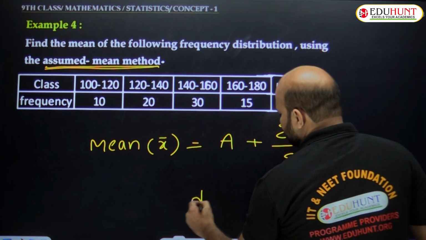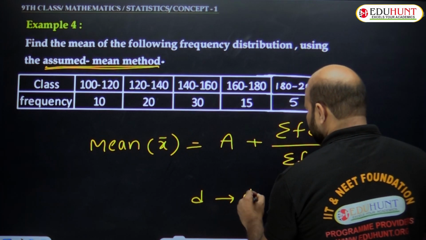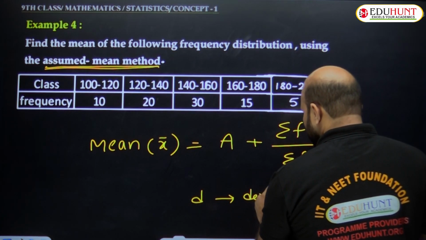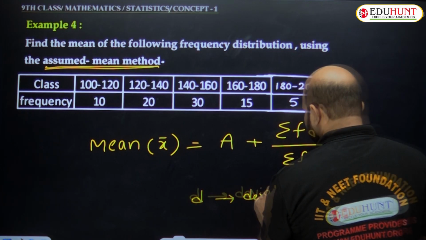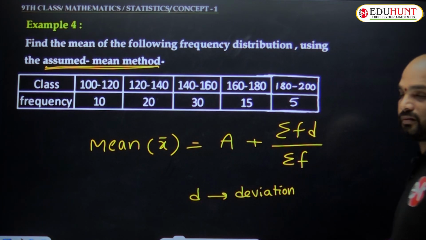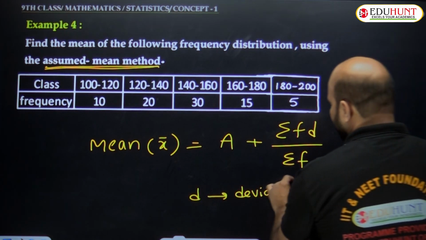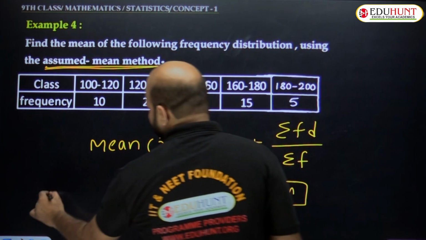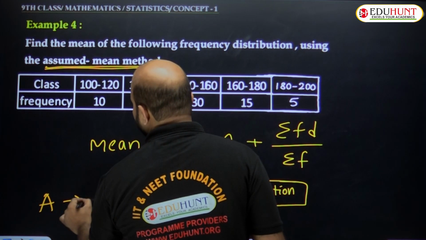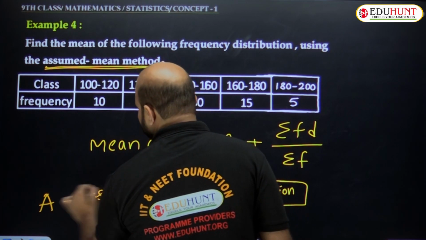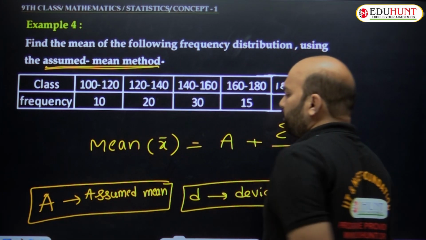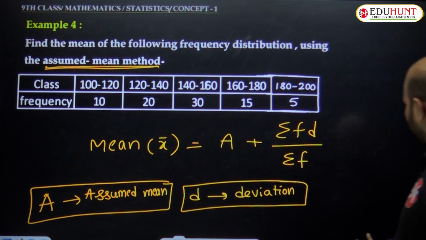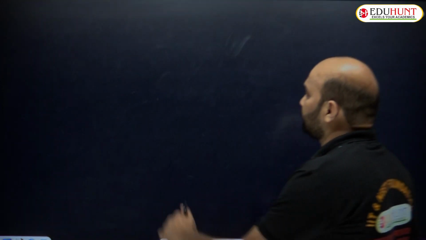Here d stands for what? Deviation. So how will we get the deviation? That is also very important. A stands for assumed mean or assumed value. Am I clear? Yes. So first we need to write the class intervals.